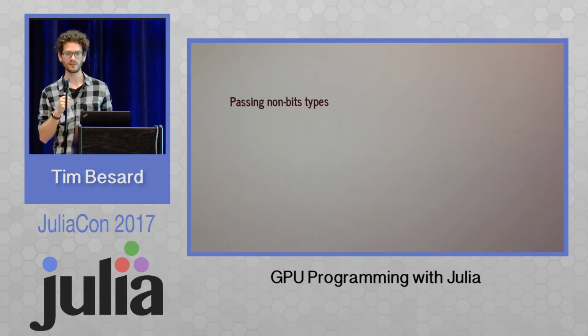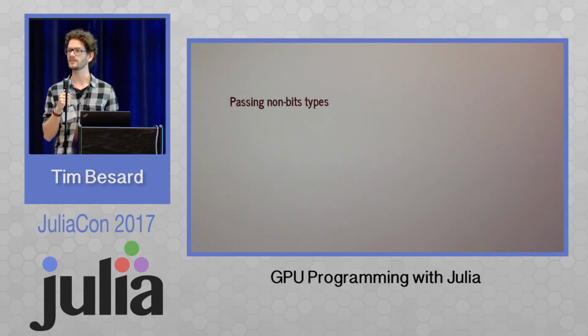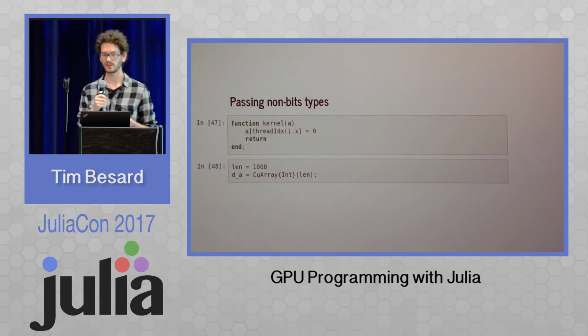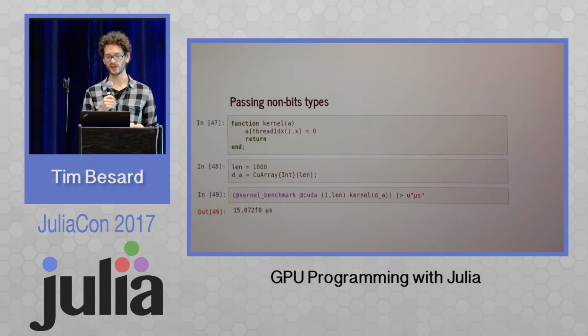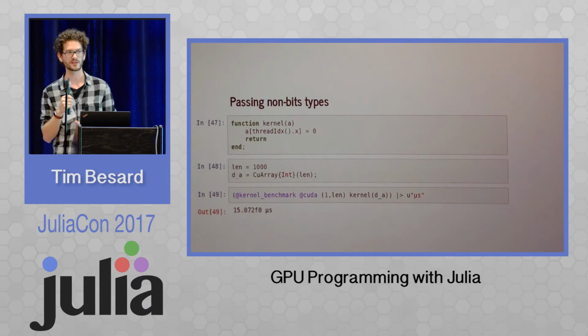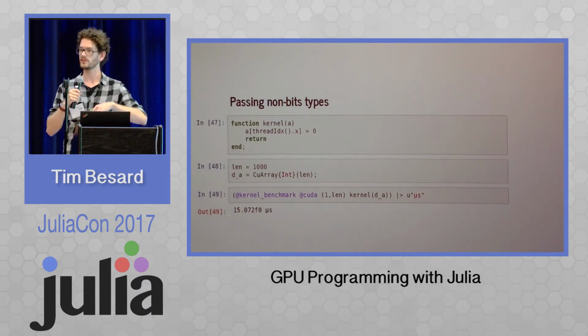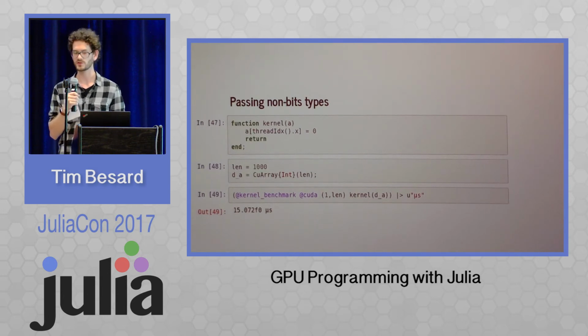One is if you want to pass non-is-bits types. So is-bits types are plain types which can be represented by a bunch of bits, so to speak. And sometimes some types like structs are not. For example, say we allocate a device array and we pass it to a kernel which just sets it to 0. If we benchmark this, I wrote a small function here, kernel benchmark, which is going to do the same as I described before, using events in the command queue to ignore the memory transfer, but just measure the execution time.